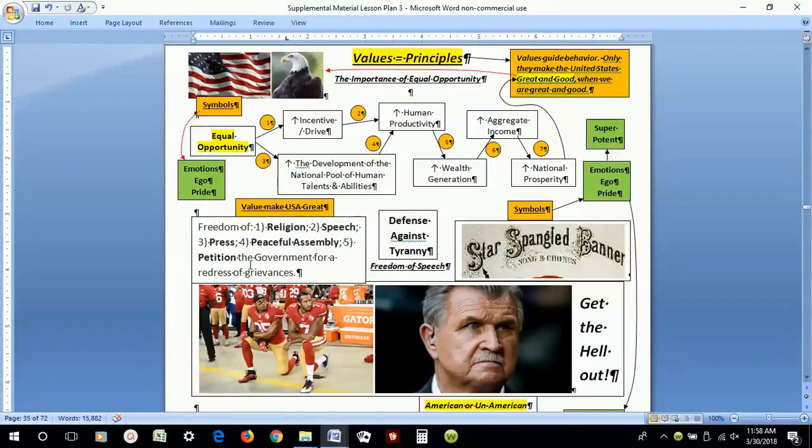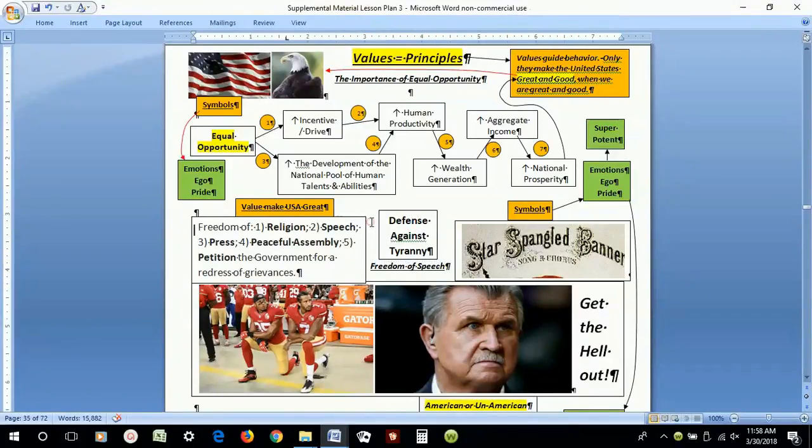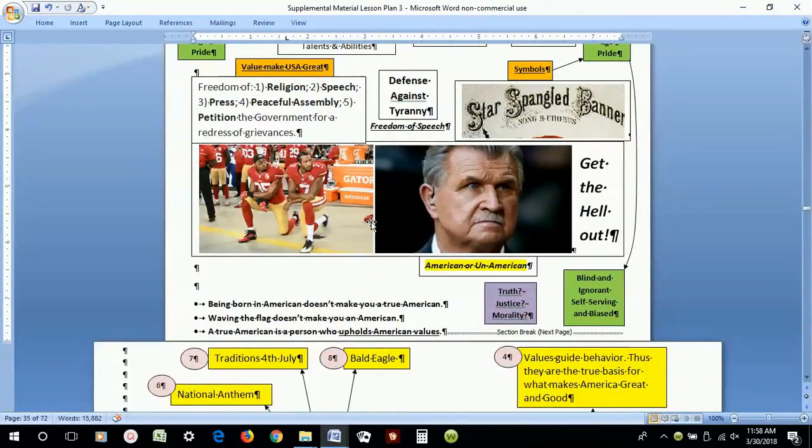The right to petition the government to redress grievances. So this is the First Amendment here, right? And what's the purpose of these? What's the purpose of freedom of speech? So we can say any crap we want? No, it's defense against tyranny, right? That's the purpose of freedom of speech. That's why it's written into the Constitution as the First Amendment.